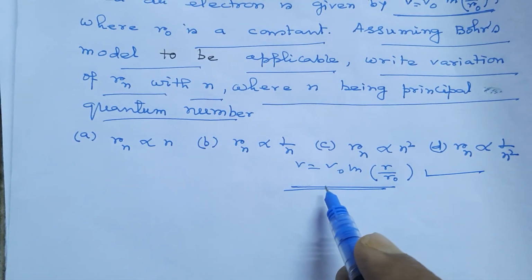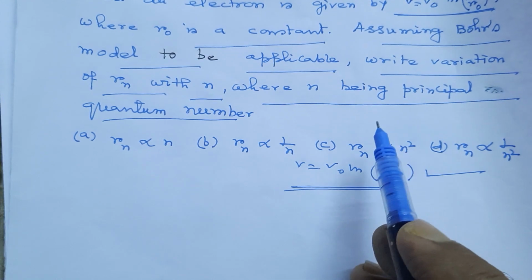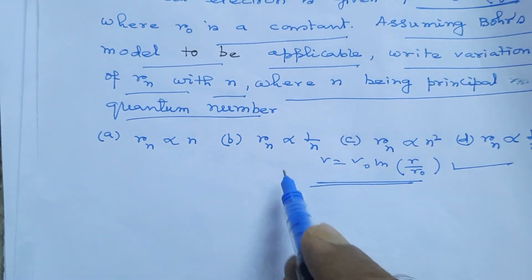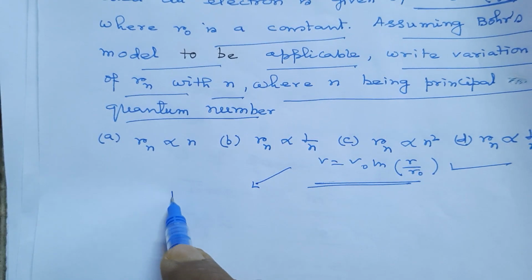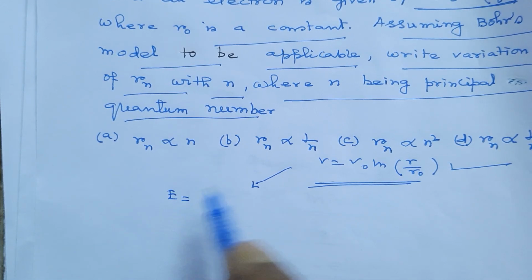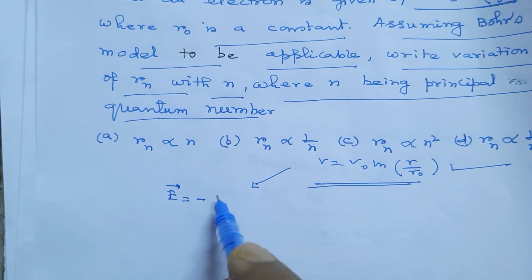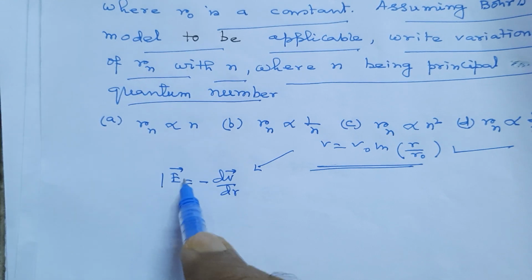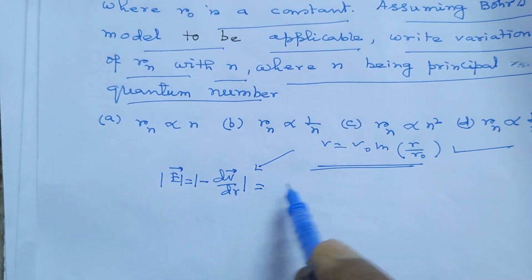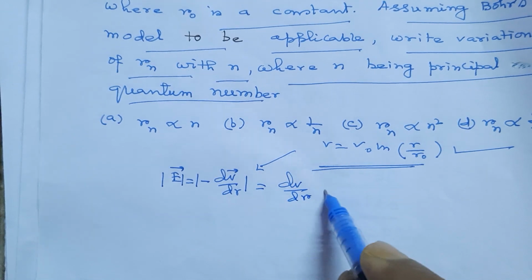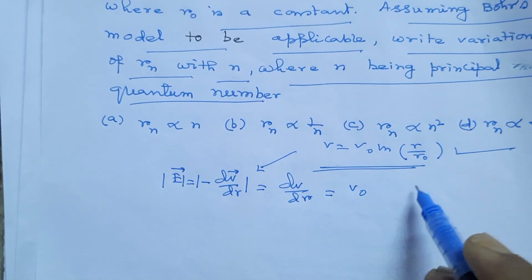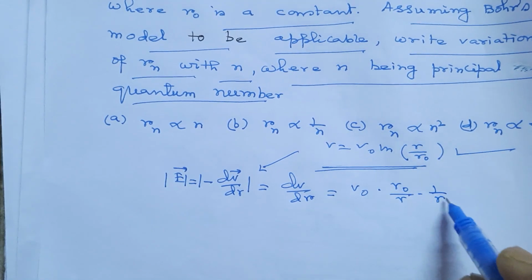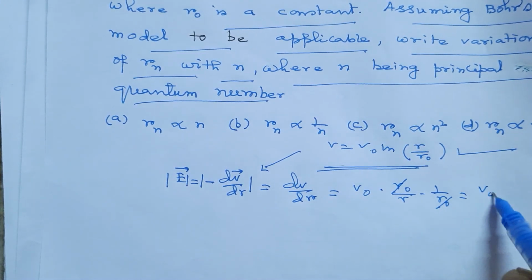Now, the expression for potential is given. We know that the force acting is given by the intensity expression. So let us first calculate the electric intensity here. We know the relation between electric intensity and electric potential is E equals minus dV/dr. If we take the magnitude of E, then E equals dV/dr, which equals V0 into R0 by R into 1 by R0. So this equals V0 by R.